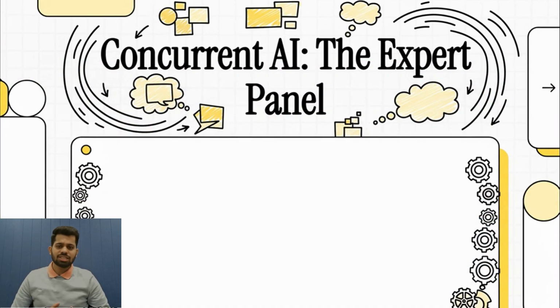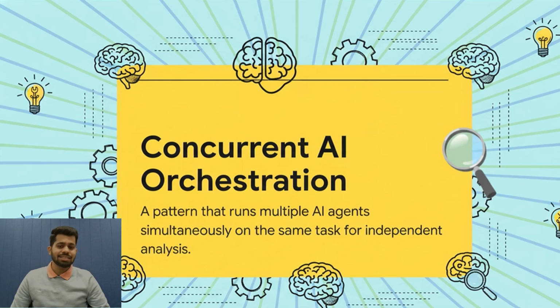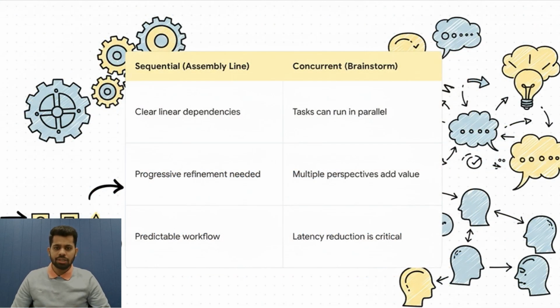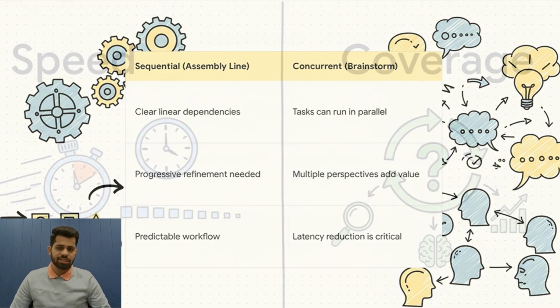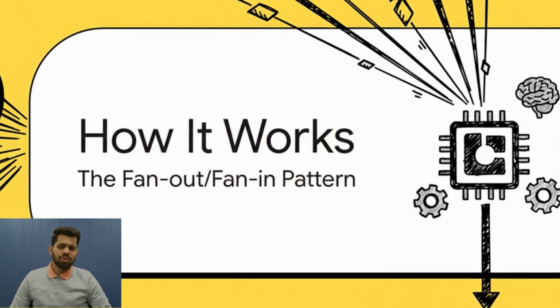If sequential is the assembly line, concurrent workflow is a specialized expert panel. This pattern runs multiple AI agents simultaneously on the same task, where each agent provides independent analysis or processing, often from its unique perspective or specialization. The goal here is speed and comprehensive coverage. By working in parallel, agents reduce overall runtime and provide diverse insights into the problem. This is often referred to as the fan-out fan-in cloud design pattern.